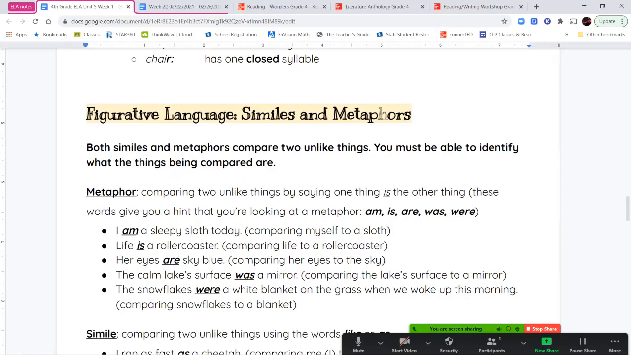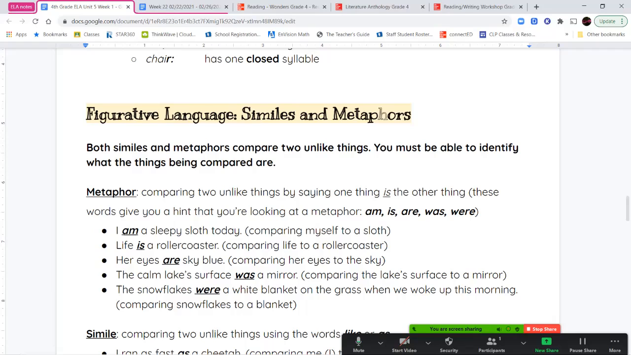So we're back to figurative language. Now, both similes and metaphors are comparing two unlike things. So two things that are not the same. And one important thing for you to know is you have to know what is it that they're comparing. Because if you don't know what they're comparing, then it doesn't make any sense. So a metaphor compares two unlike things by saying one thing is the other thing.